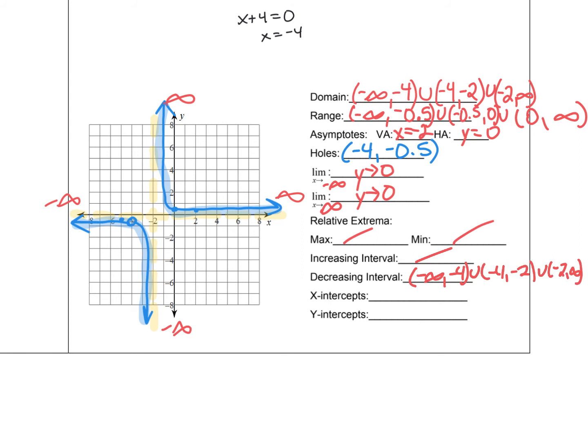X-intercept. Do we have any? Why? Yep, if the x-axis is an asymptote, we can't do that. What about the y-intercept? 0, 0.5. I like it. Good. How'd we do on that? Good? Okay.